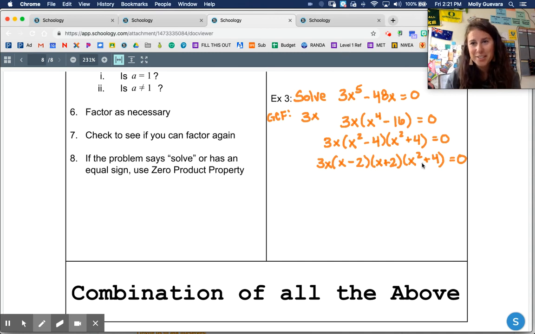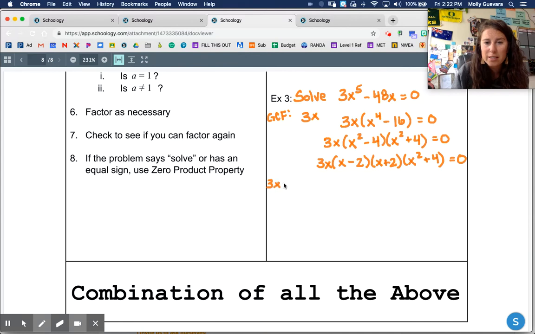But I'm not asked to just factor, I'm asked to solve. I want to know, where does this graph cross the x-axis? So I'm going to take every single factor, right? Every single, so I have 3x, I have x minus 2, x plus 2, and x squared plus 4. So all 4 of those factors, and we're going to set them equal to 0 and solve. That's the zero product property, okay?